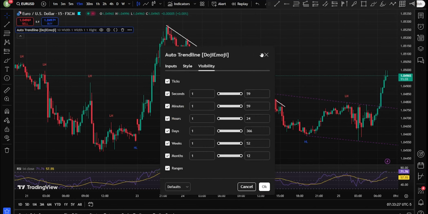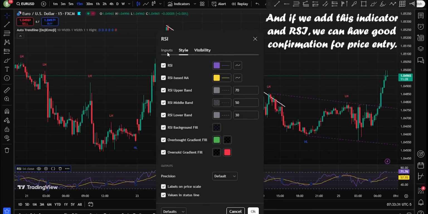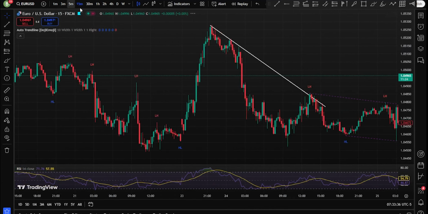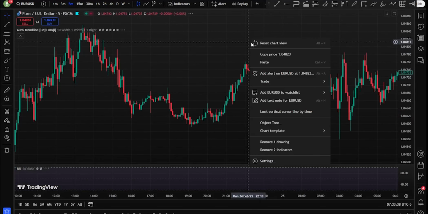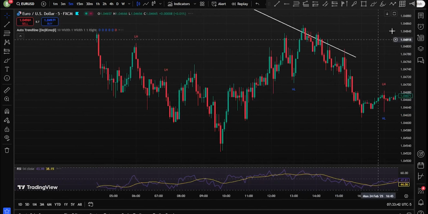1. Auto trendline indicator. The auto trendline indicator automatically draws trend lines on a price chart, identifying key support and resistance levels. These trend lines help traders visualize the market's direction and potential breakout or reversal points.